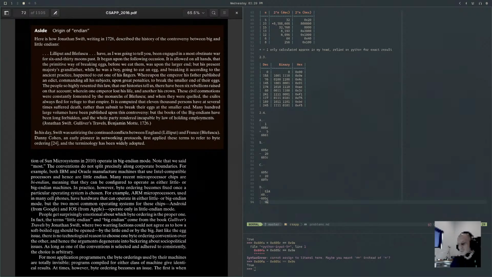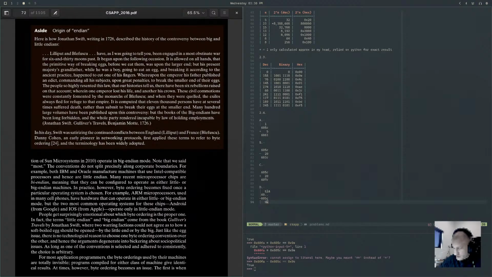Lilliput and... wait a minute, am I reading this from Gulliver's Travels? Okay. Lilliput and Blefuscu. Oh, I hate fictional names. It's people like, why name your characters Blefuscu?